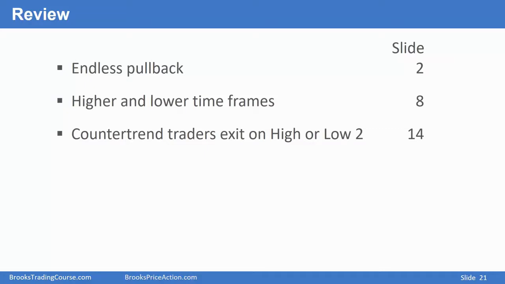And then finally, I talked about the importance of counter trend traders exiting if a high 2 triggers in a bull trend or a low 2 triggers in a bear trend. And that's why a high 2 is such a good buy setup in a bull trend, and a low 2 is such a good sell setup in a bear trend.